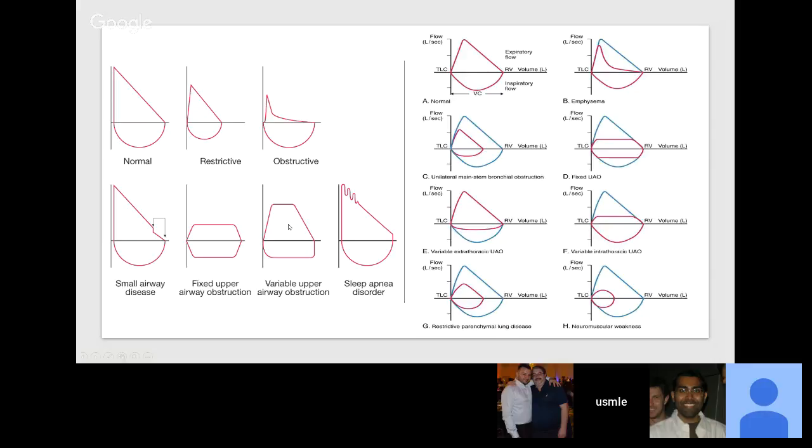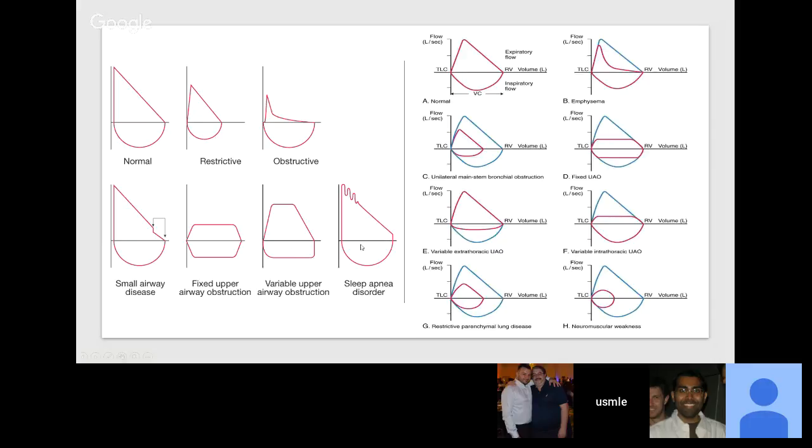If you have different types of airway obstruction, it depends on the type. So here, for example, in this case, you're going to have an inspiratory flow that is more increased than the expiratory.